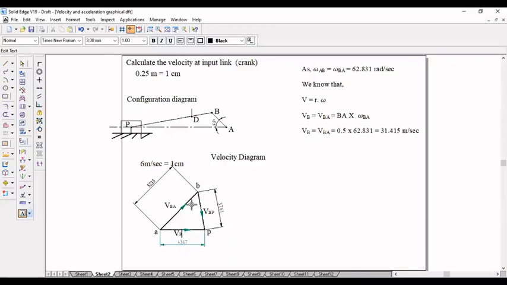This I already know that it is 31.415. Now to find out the velocity of this, because this is not the velocity, it is the scale. It is the dimension you have got from v to p. You should convert this scale back to velocity. What you did to draw this is, you converted velocity to the scale value. Same way, to find out the velocity now, we should convert the scale value to the velocity.